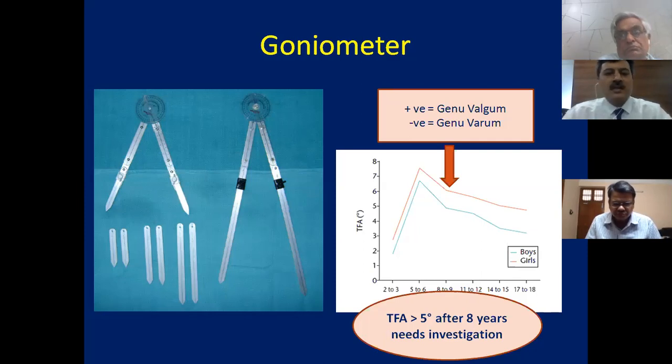But when you see that this thigh-foot angle or tibio-femoral angle is more than 5 degrees after the age of 8 years, that needs to be investigated. It needs to be found why this Genu valgum or positive tibio-femoral angle is persistent.